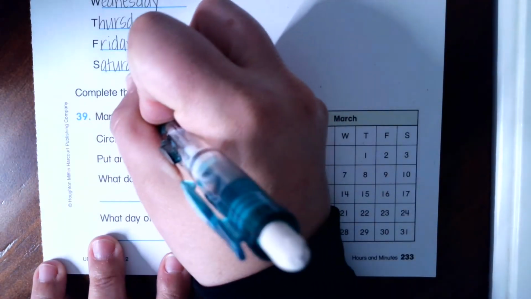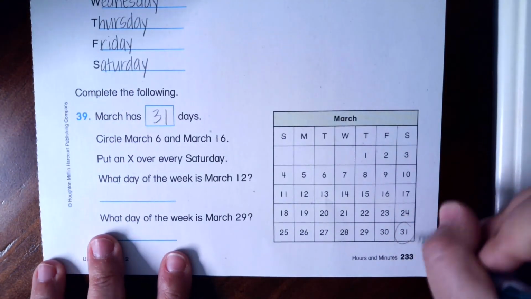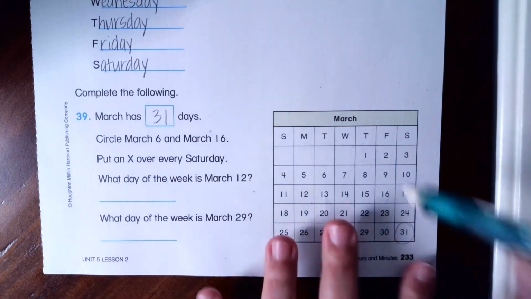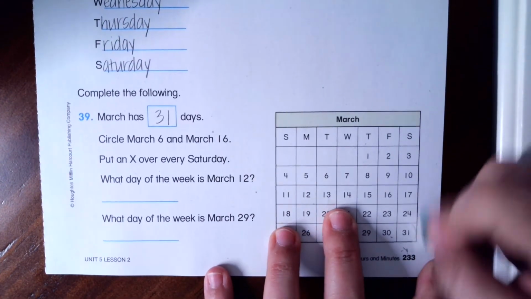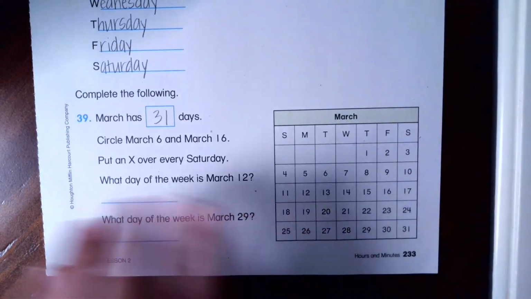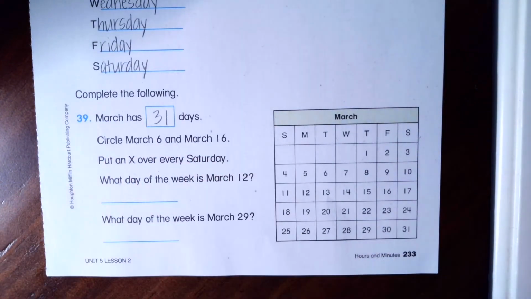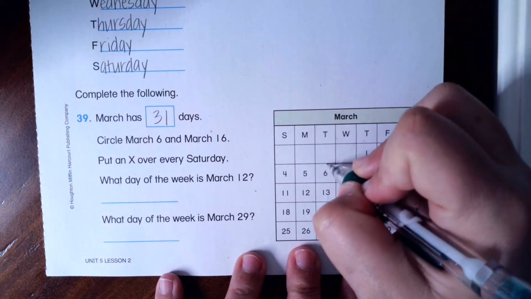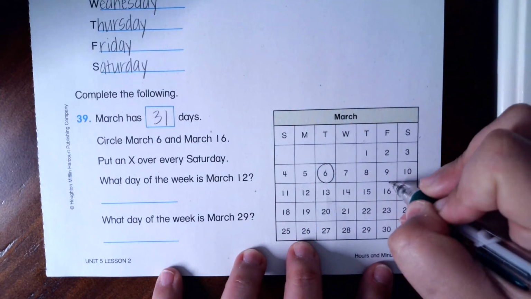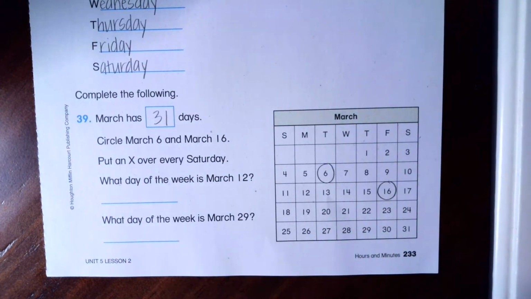You should have written 31. You can see all the way down here. But don't circle it because we're going to be circling some other ones. Now it says circle March 6th and March 16th. So here we have March 6th and March 16th.